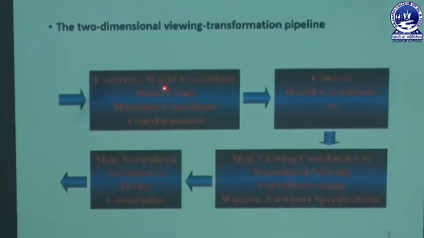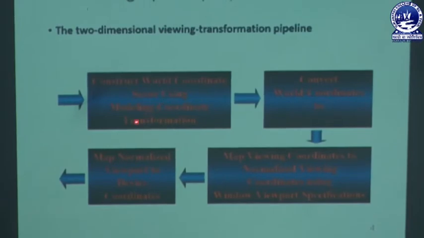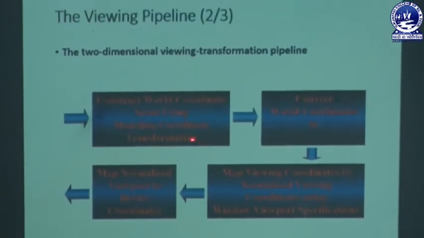That means when it is converted from world coordinate to device or viewing coordinate systems, different types of sequential steps are carried out. The first one is that you construct the world coordinate scene using modeling coordinate transformations. That means, as I have to express, the world coordinate system is where initially the user provides all the methods, rules or protocols through which the picture is created as the normal data format.